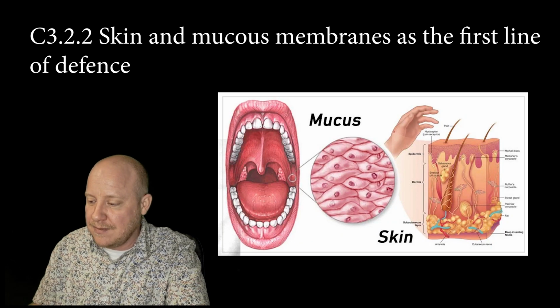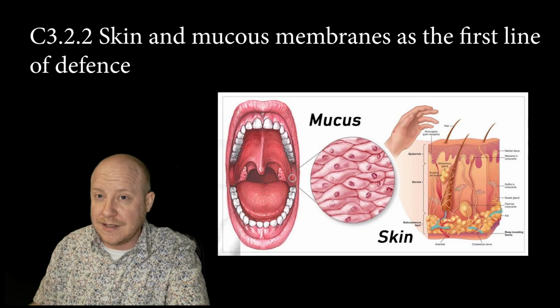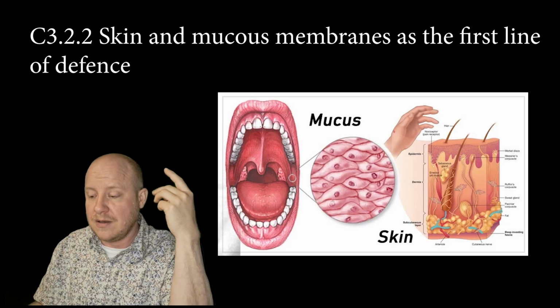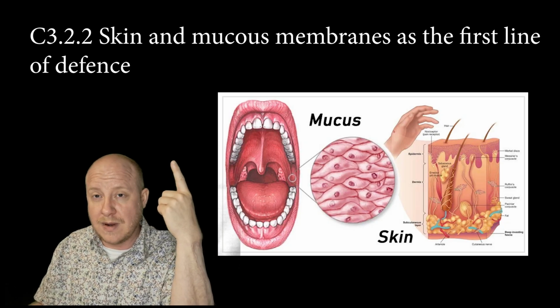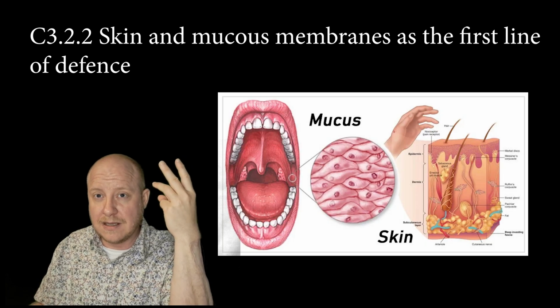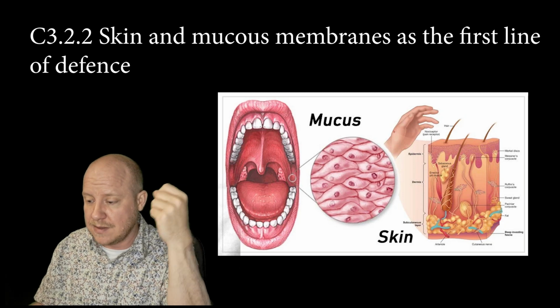C3.2.2, skin and mucous membranes as the first line of defense. So remember, we talked about 3 lines of defense. First one is skin and mucous membranes. The second is the innate immune response, and then the third one is the adaptive immune response. So we're taking the first one, skin and mucous membranes.